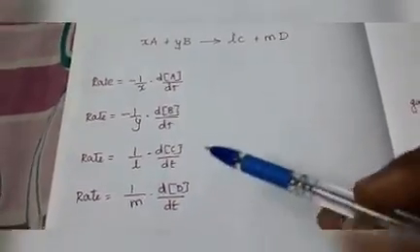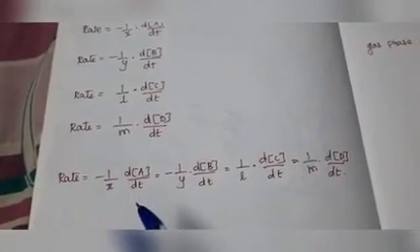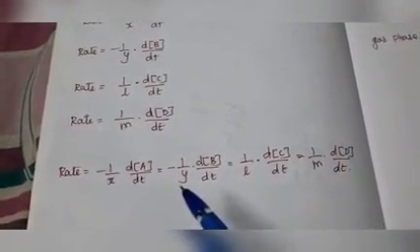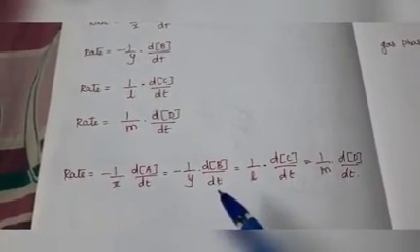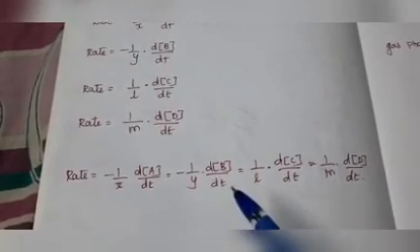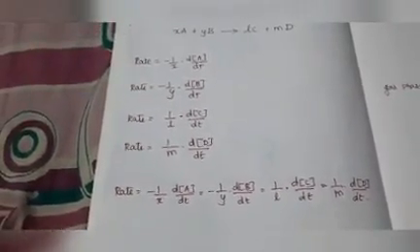In all these 4 equations, the left hand sides are equal, so the right hand sides are also equal. So it can be written like this: rate is equal to minus 1 by x dA by dt, is equal to minus 1 by y dB by dt, is equal to plus 1 by l dC by dt, is equal to 1 by m dD by dt. Thank you.